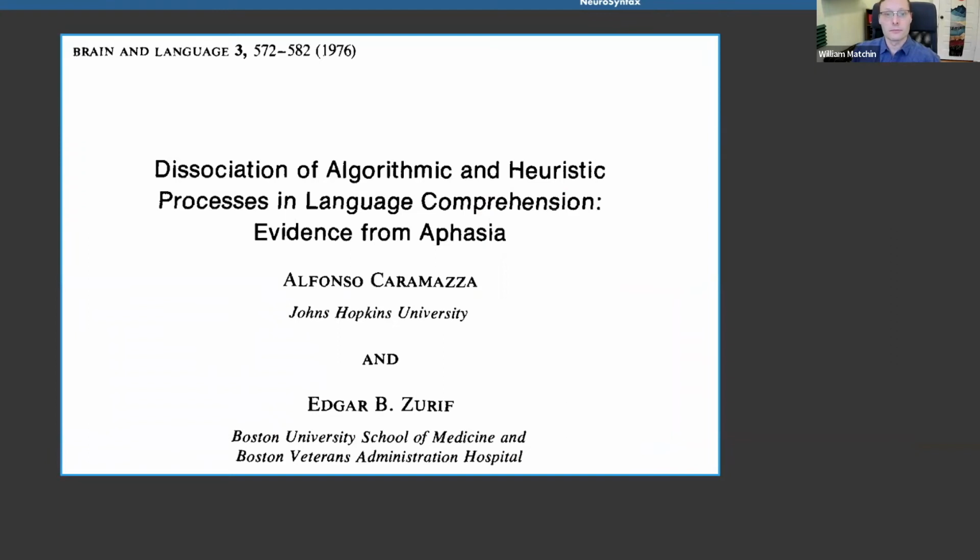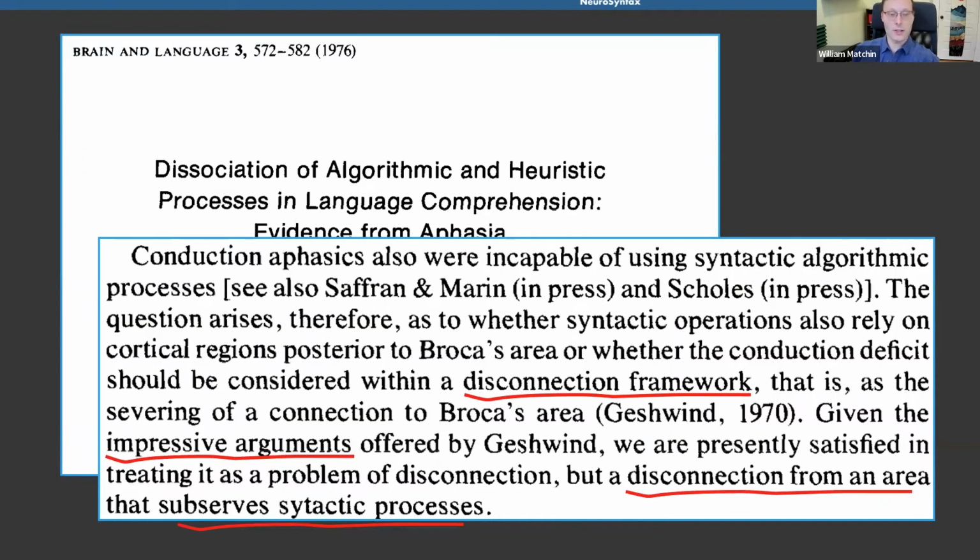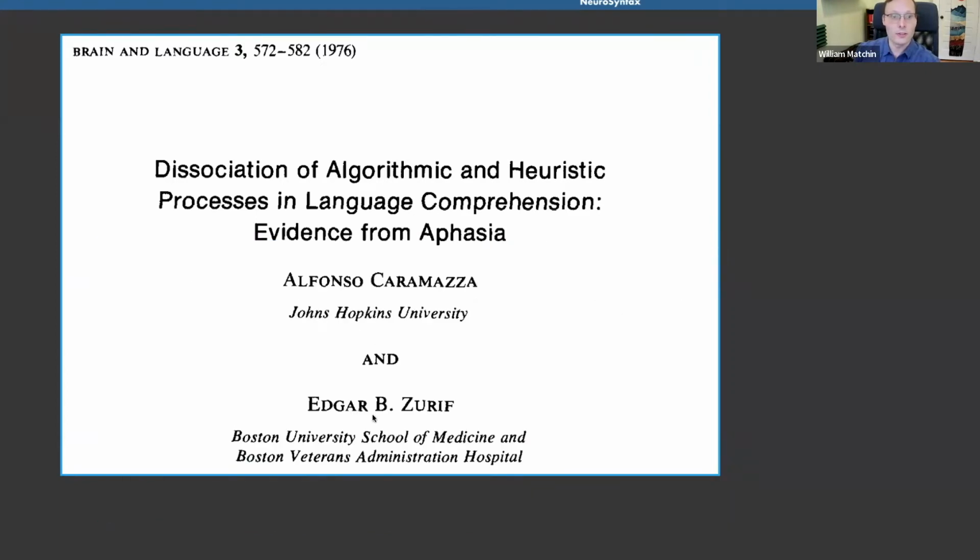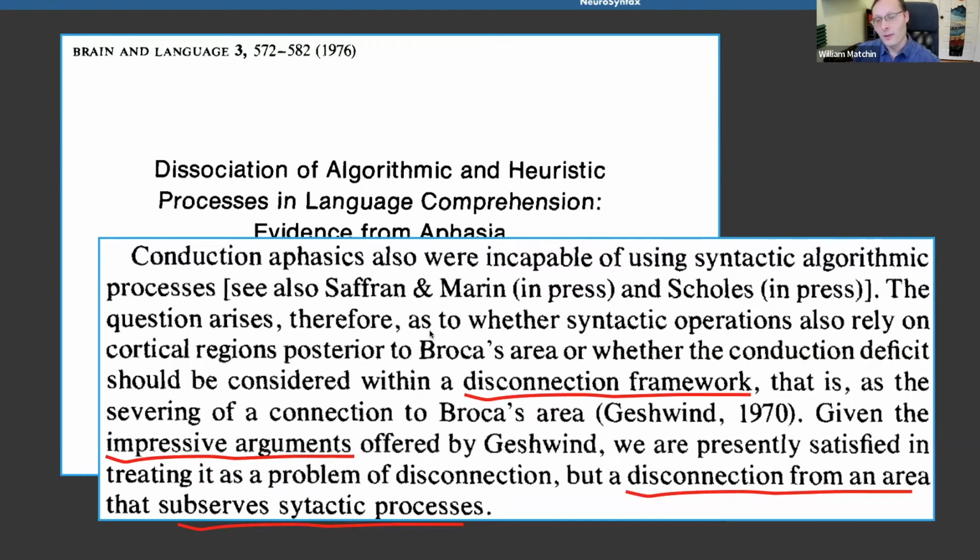I'm going to skip through this. It's interesting that the idea of syntactic comprehension deficits in aphasia was also brought up by Caramazza and Zurif in this classic study from 1976, where they noticed that people with conduction aphasia also showed putative syntactic comprehension deficits, which they attributed to disconnection.